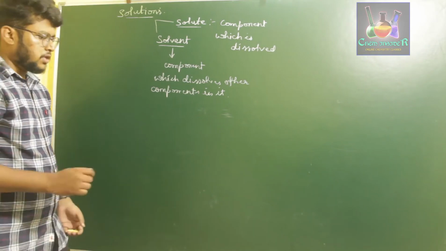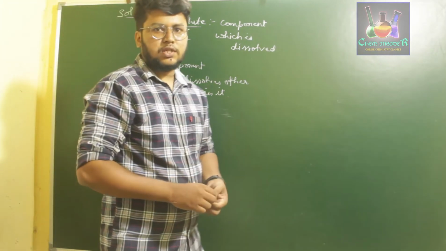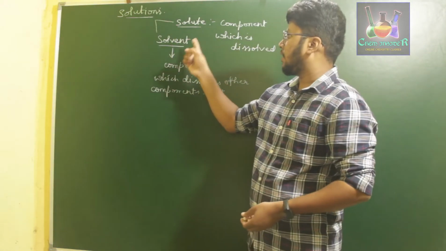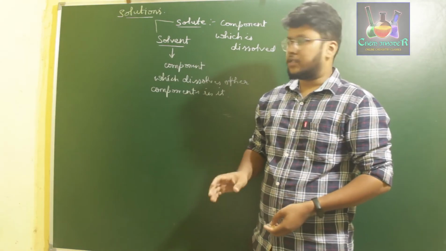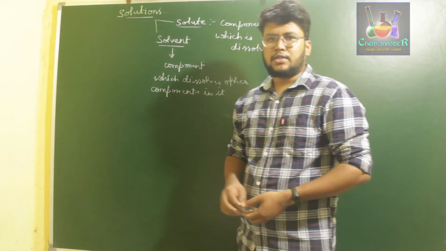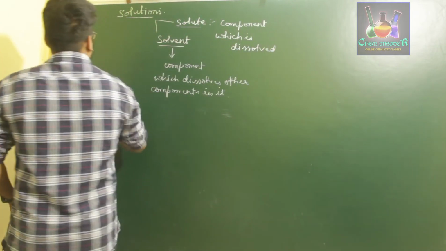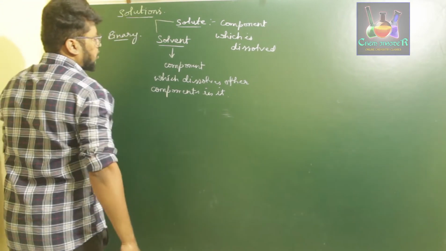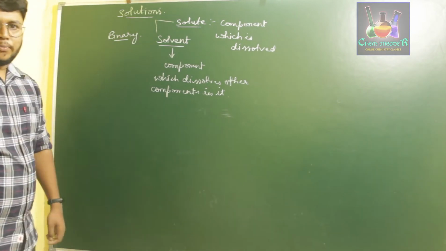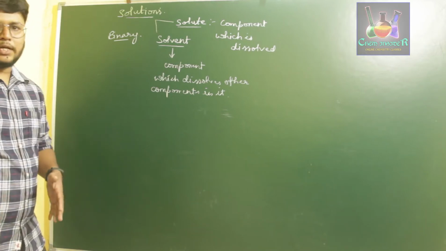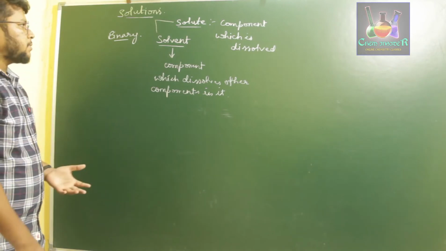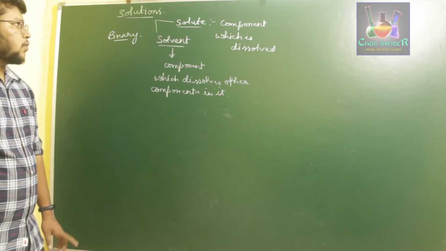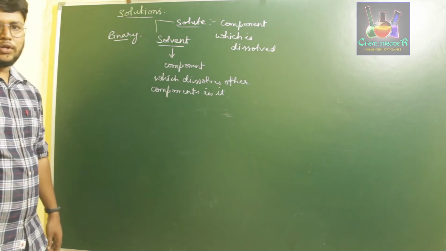Now in this particular chapter of solutions, we are going to discuss a solution which is prepared by combining one solvent and one solute. In this complete chapter of solutions in your class 12, we are going to discuss only the binary solution. A binary solution is a solution in which we have one component of solute and one component of solvent. Usually solutions may contain more than two components, but in this chapter we are going to discuss only those solutions in which we have one solute component and one solvent component.